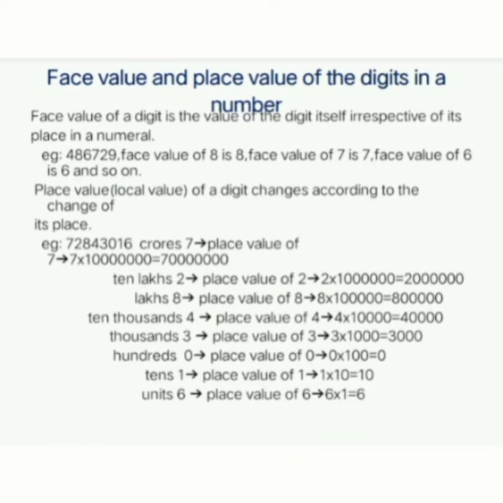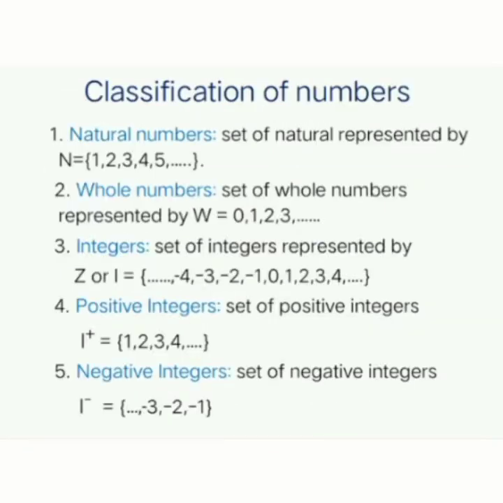And place value is nothing but a changeable value. That means it changes according to the change of its place. Here you can observe in the example. Classification of numbers: there are many classifications of numbers, right?